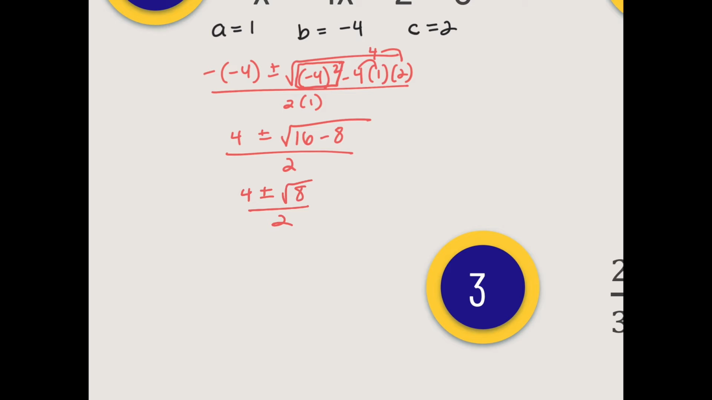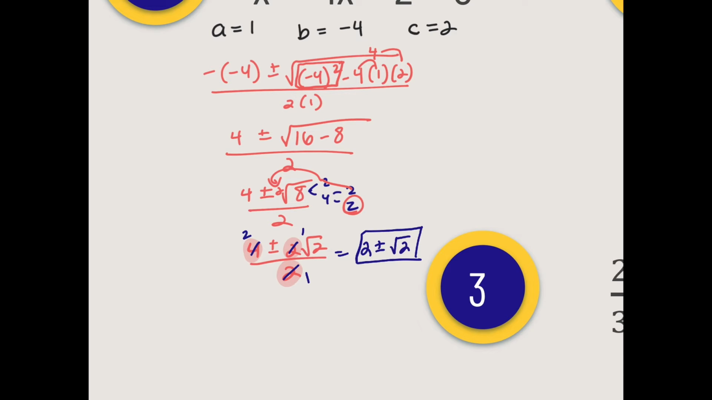Hopefully we recognize that this is something I can break down using my factor tree: 2 and 4, 2 and 2. And that means 2 2's come to the outside. I'd get 4 plus and minus 2 square root of 2, because a 2 is left underneath, all over 2. Now, if the same number goes into all 3 parts, everything except what's underneath the root, then I'm going to simplify. I can put 2 into this twice, into this once, and into this once. And I end up with 2 plus and minus the square root of 2.